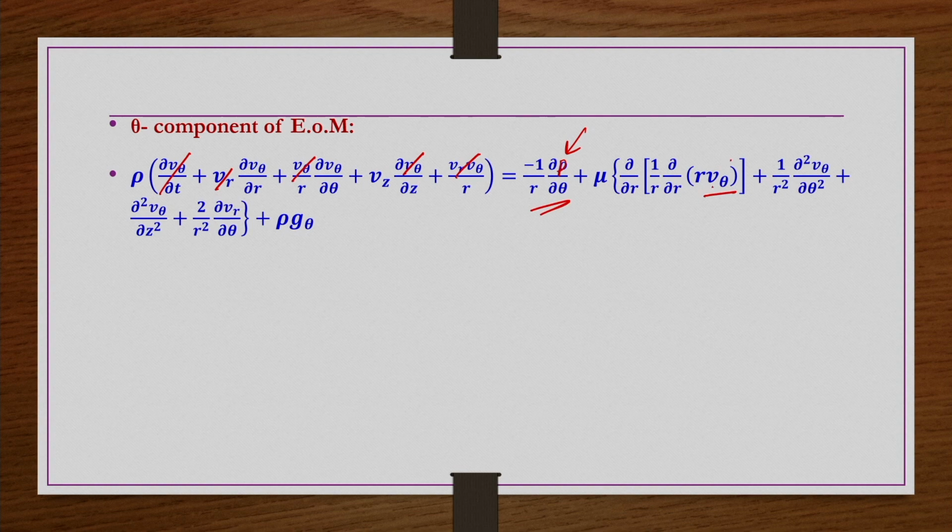V theta is not there, so this term is 0, this term is also 0, this is also 0. Vr is not there, so this is also 0. Gravity we are not taking. So, what we understand, pressure is not a function of theta. Pressure should be a function of z only, because flow is taking place in the z direction, and that flow is taking place because of the pressure gradient.